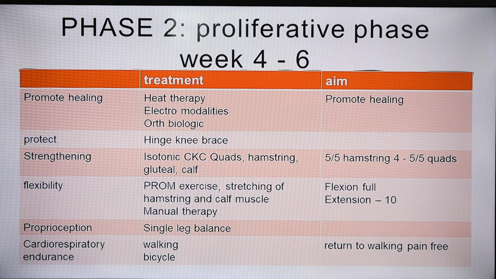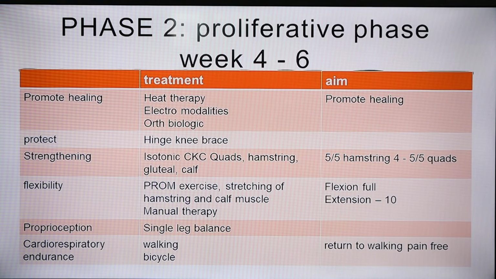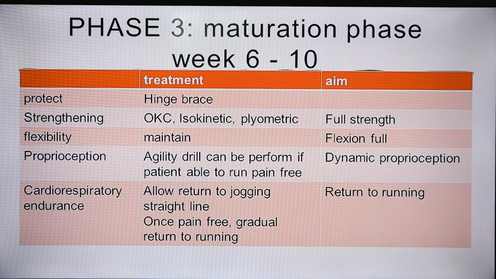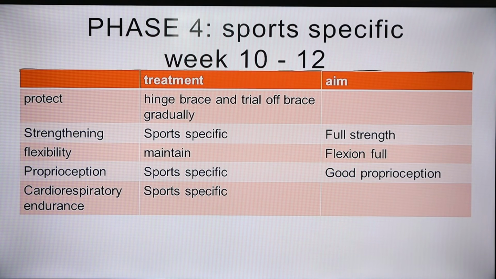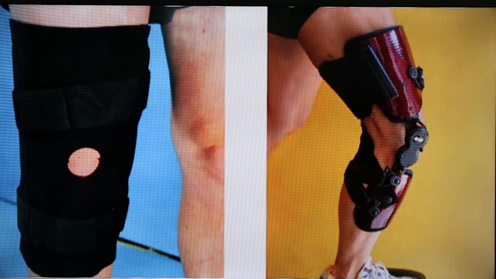So phase 2 is similar, but the duration is longer, 4 to 6 weeks. We still protect using a hinge knee brace instead of a functional brace. And in phase 3, we start the patient on agility drills and allow return to running as early as 10 weeks. And in phase 4, we can try taking off the hinge knee brace, but some of the authors recommend using the hinge knee brace for a few months. Start the patient on strengthening and also sport specific.